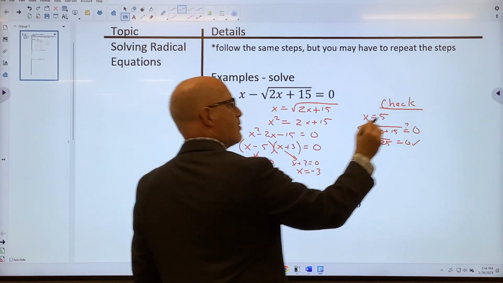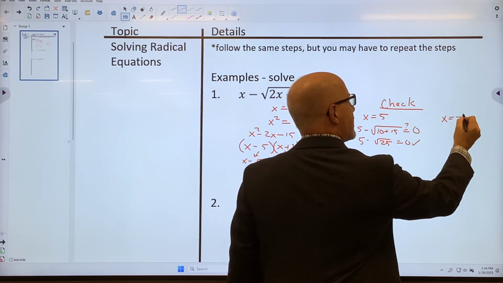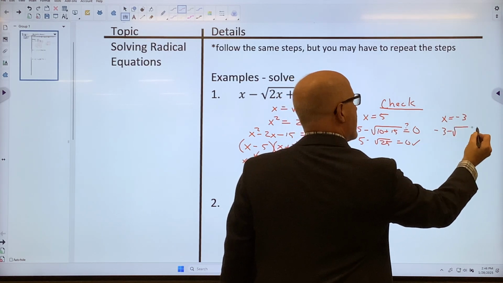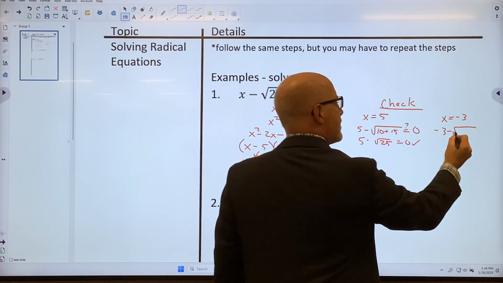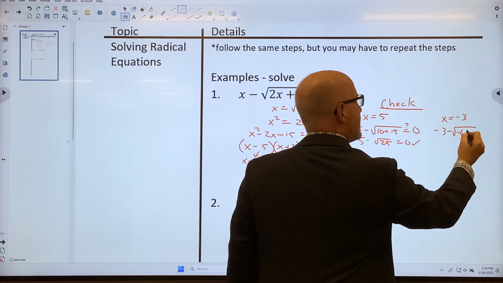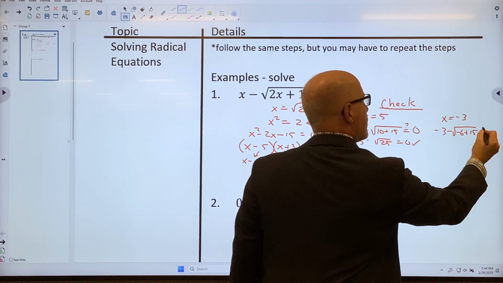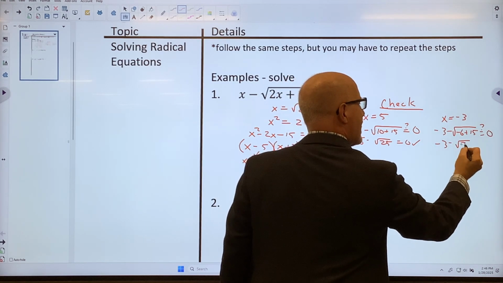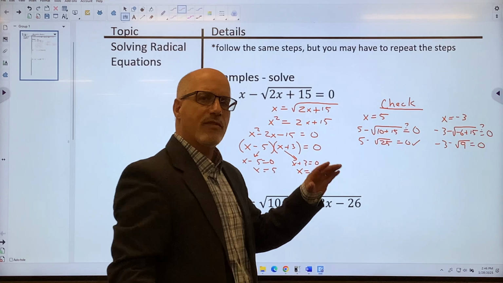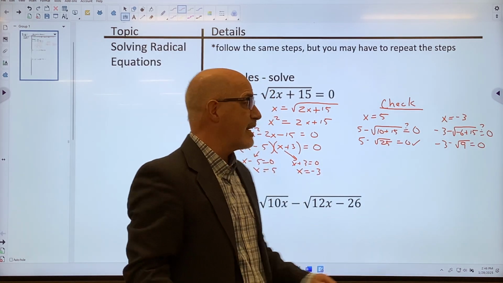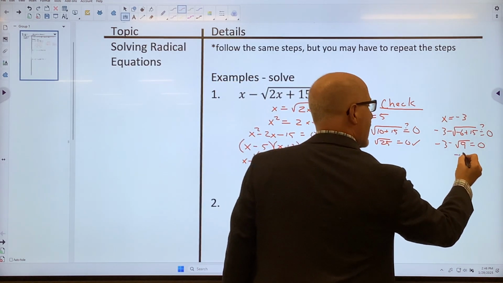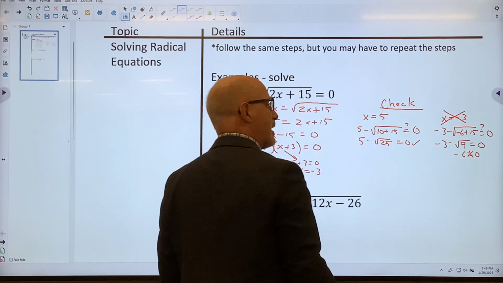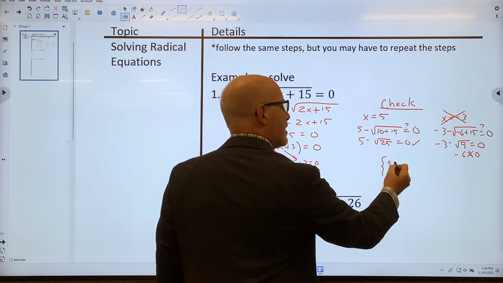Let's try now x equals negative 3. So you put that in here and you get negative 3 minus the square root of 2 times negative 3, which is negative 6, plus 15. Does that equal 0? Well, we have negative 3 minus the square root of 9. When you do negative 3 minus 3, you get negative 6. That is not correct, so negative 6 does not equal 0. So x does not equal negative 3. So our only solution for this one is 5.